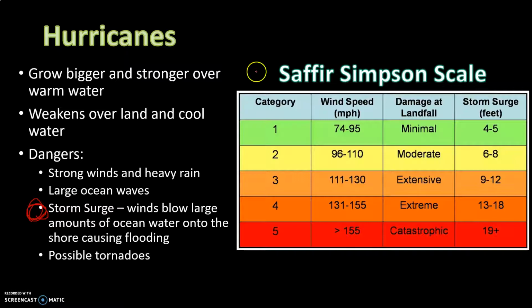Now, the Saffir-Simpson scale is the scale that we use to measure hurricanes, and it's ranked from 1 to 5. Obviously, 1 is very minimal, and then a 5 is catastrophic.